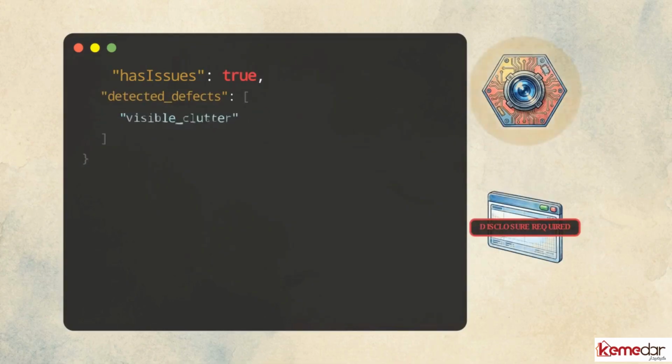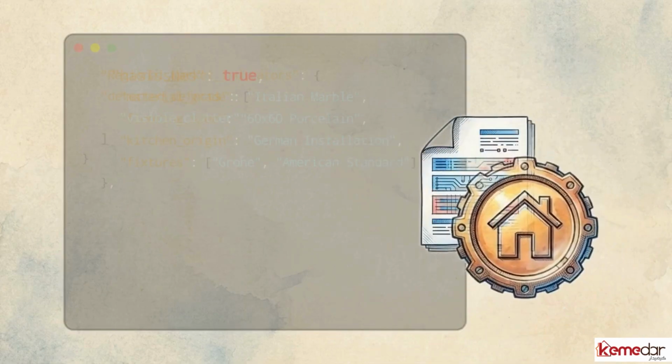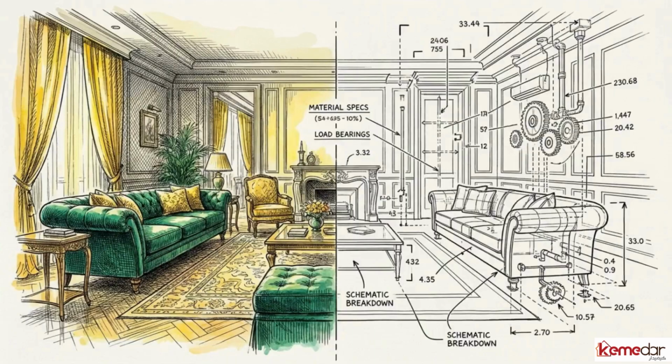Simultaneously, the prompt runs a has issues Boolean check, scanning the exact same pixels for water damage on ceilings, exposed wiring, cracked tiles, and visible clutter. Constraining the vision model to these strict JSON parameters strips away the subjective nature of photography. A visual asset is completely dismantled and reassembled as an objective, highly detailed data row.